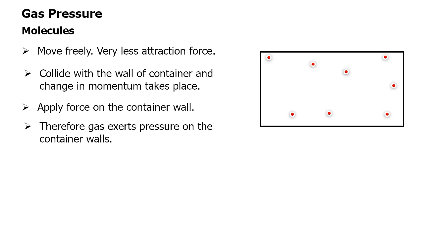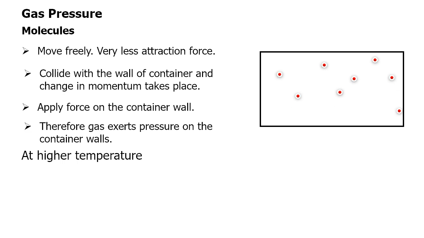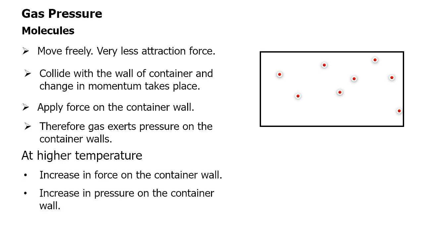Now let us try to understand how temperature affects the pressure. These moving molecules apply force on the wall. At higher temperature, the molecules' speed increases, so they move with higher velocity and subsequently transfer more momentum to the container wall during collision. So the force on the container wall increases and the pressure on the container wall also increases. So we can understand that pressure on the container wall increases at high temperature.